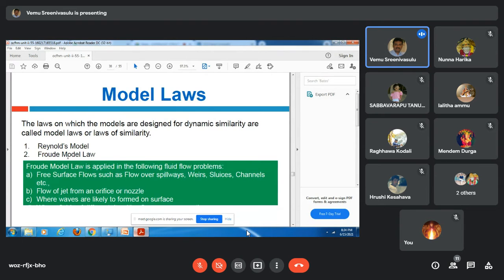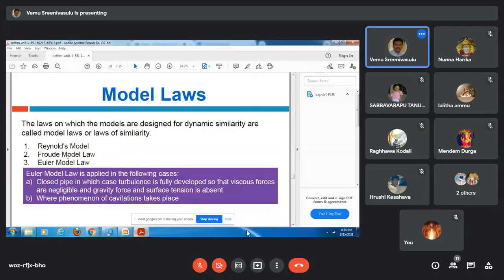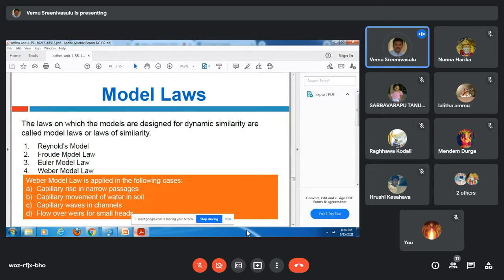Similarly, for Euler's law, we consider a closed pipe in which turbulence is fully developed so that viscous forces are negligible and gravity force on the surface is absent, where the phenomenon of cavitation takes place. So for closed pipes we also use Euler's number. For the Weber number, examples are capillary rise in a narrow passage, capillary movement of water in soil, capillary waves in a channel, and flow over weirs for a small head.